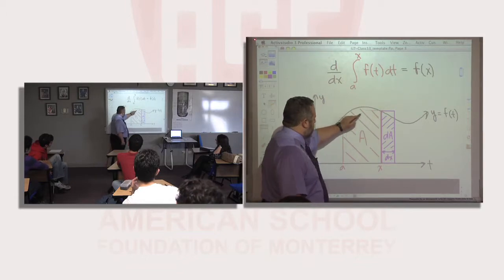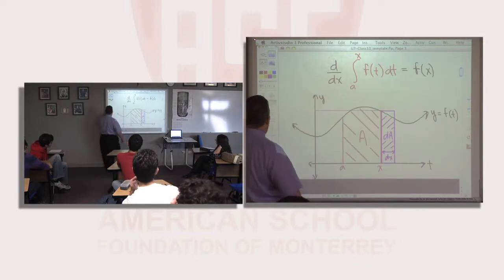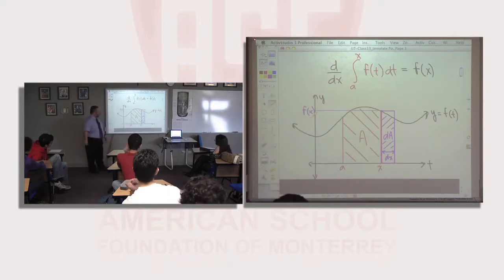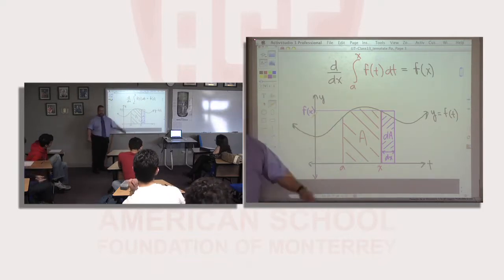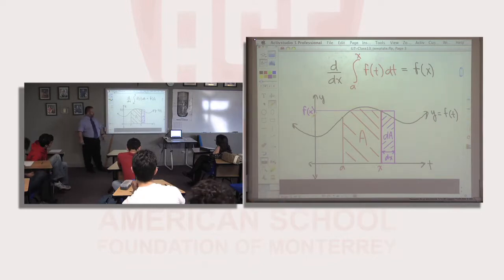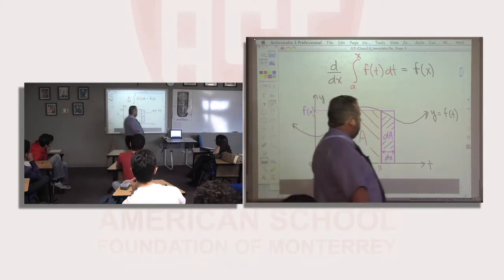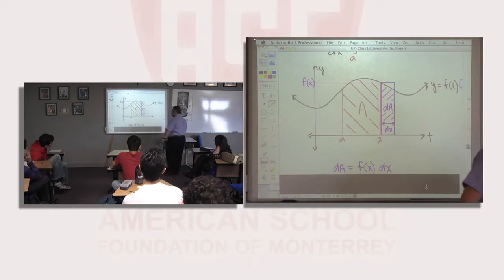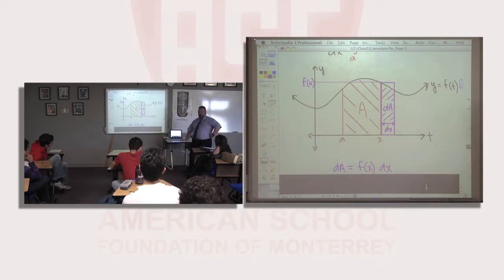If I pull this across, that height is f at x. So this little change in area is given by f at x times dx. Agreed? In other words, I could get away with saying dA equals f at x dx. Right? Take the dx to the other side, what do I got? dA/dx equals f at x.